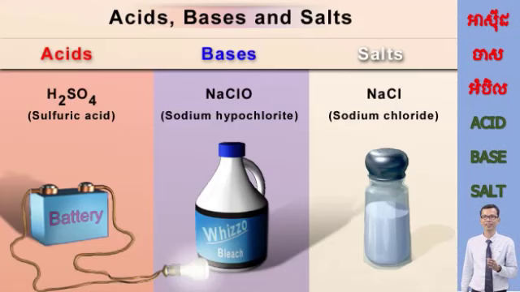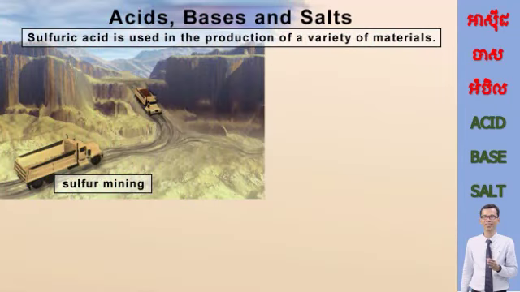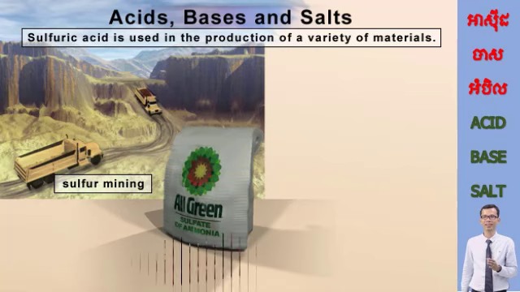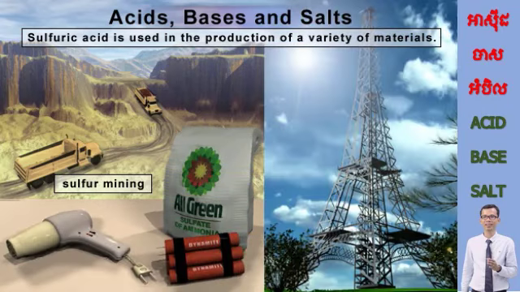Acids, bases, and salts are chemical compounds that affect your life on a daily basis. Familiar examples of acids, bases, and salts are battery acid, laundry bleach, and table salt. Commercially, acids and bases are required in the manufacture of thousands of commonly used products. For example, sulfuric acid is required to produce, among other things, fertilizers, explosives, steel, and plastics.